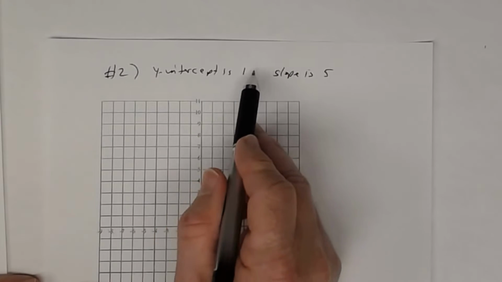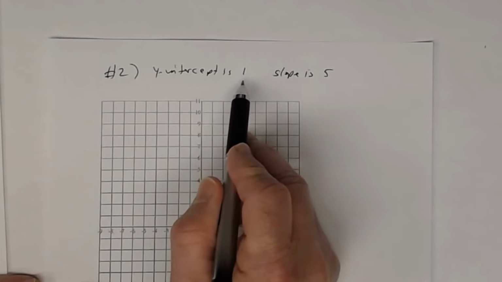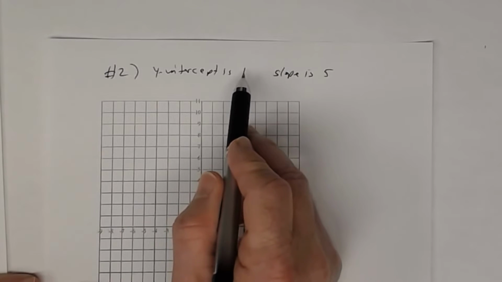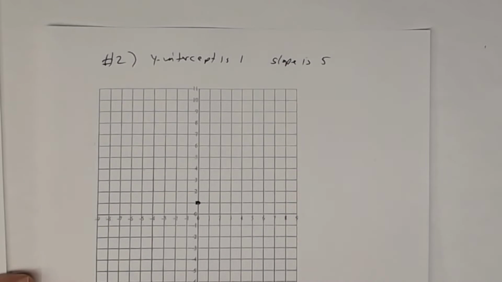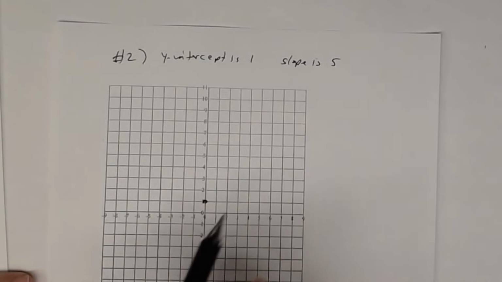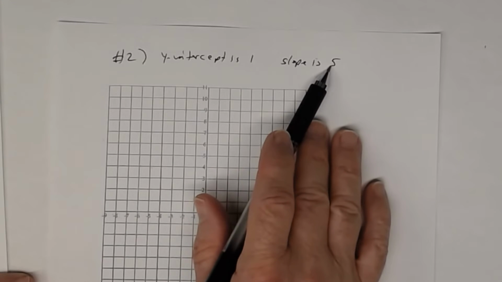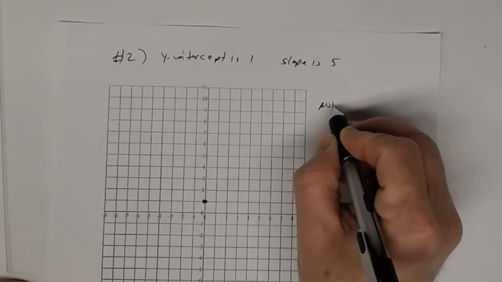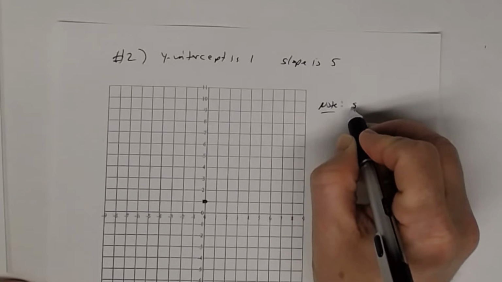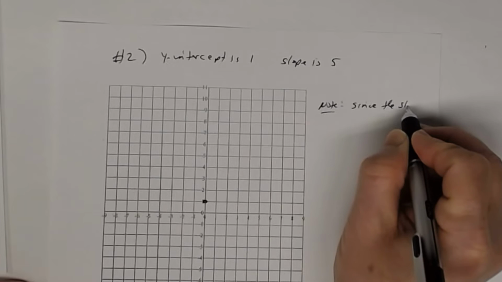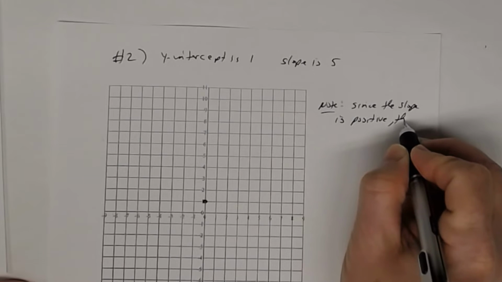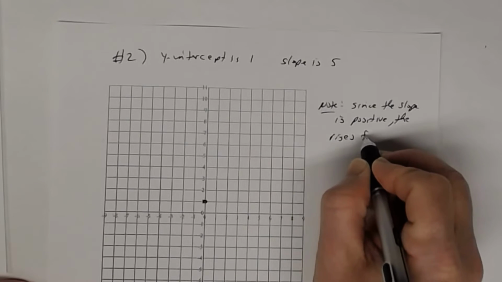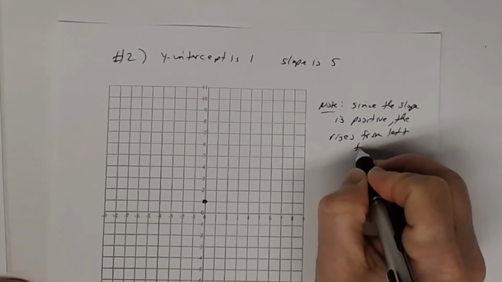I already know one of my points. Remember, one of your points is the y-intercept. That's the point where the graph crosses the y-axis. So the graph crosses the y-axis at 1, right here. See, that's 1 right here on the y-axis. So let's put a dot there. So there's one of my points. Now to find the other point, I'm going to use that slope. Notice the slope is positive, so let's make a note of that. Let's remind ourselves: since the slope is positive, the line rises from left to right.